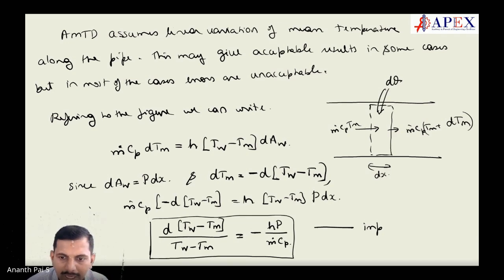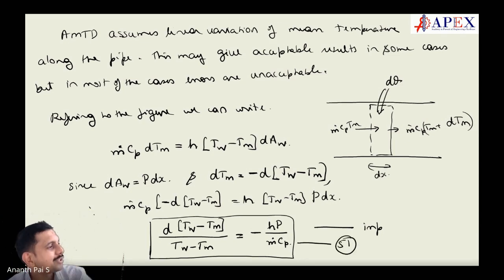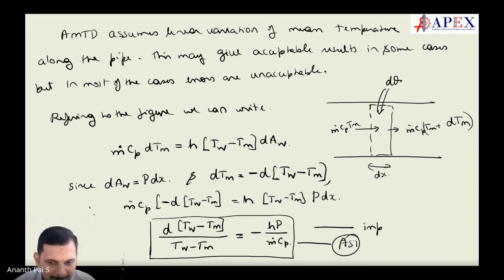Now let us do one thing. Arbitrarily, I'll put this as equation number 51, so the backside equation will go before it. I forgot to put the equation numbers here, so I'm arbitrarily calling it A51. This is very important.